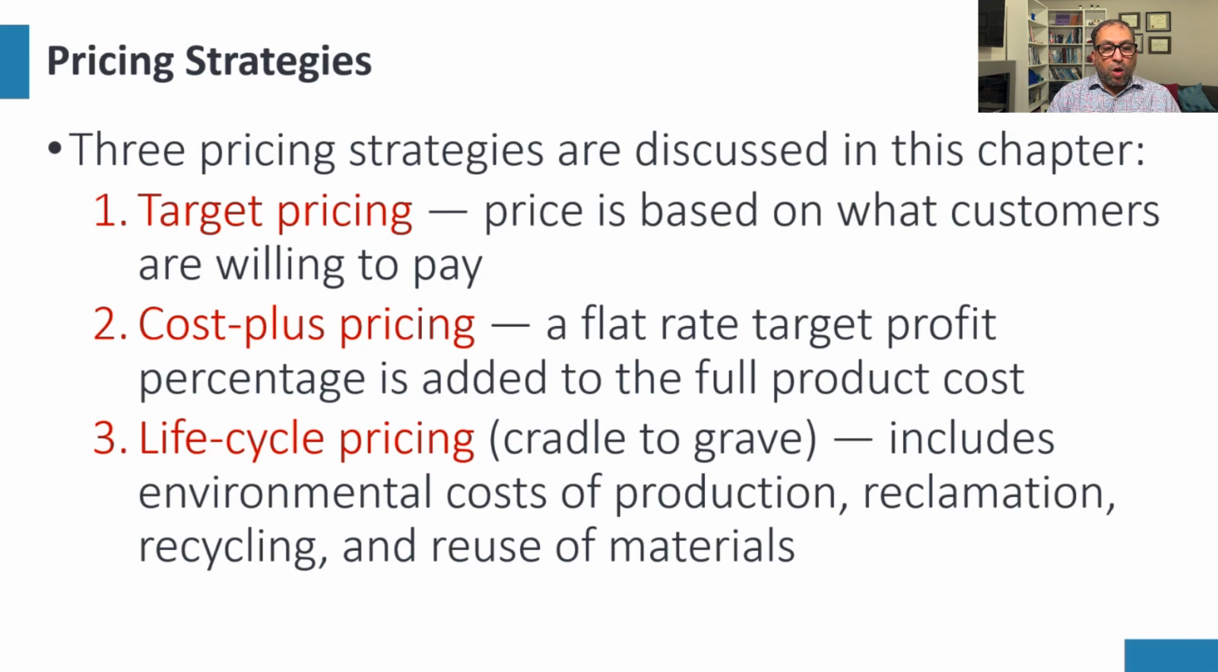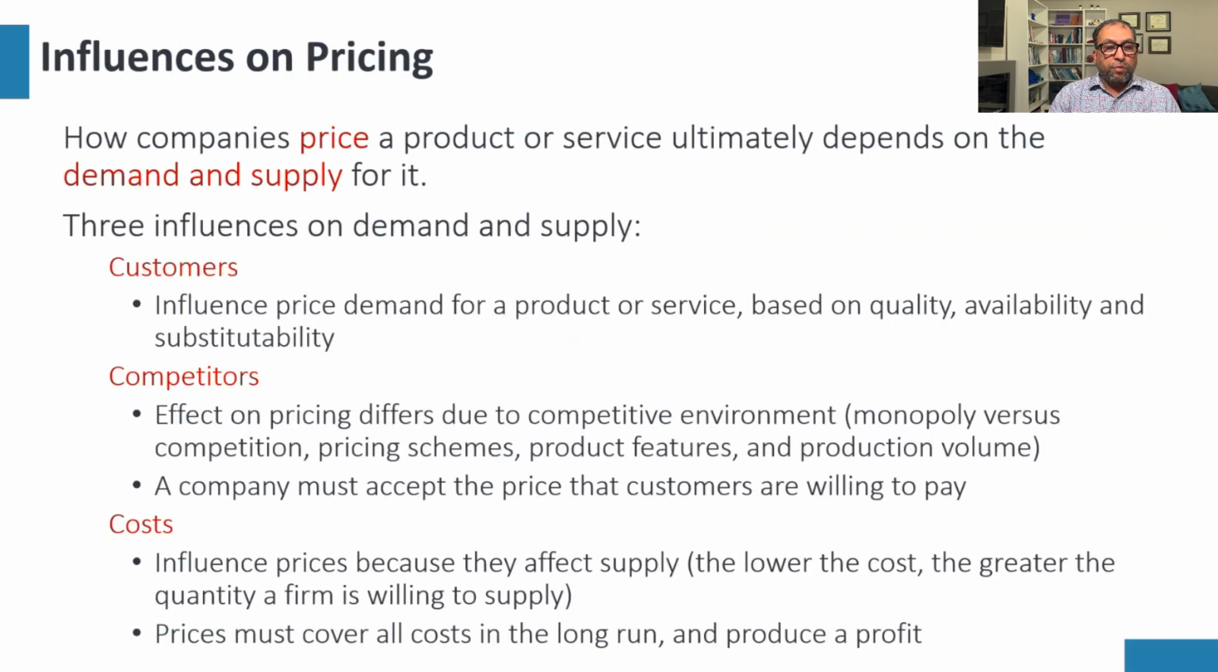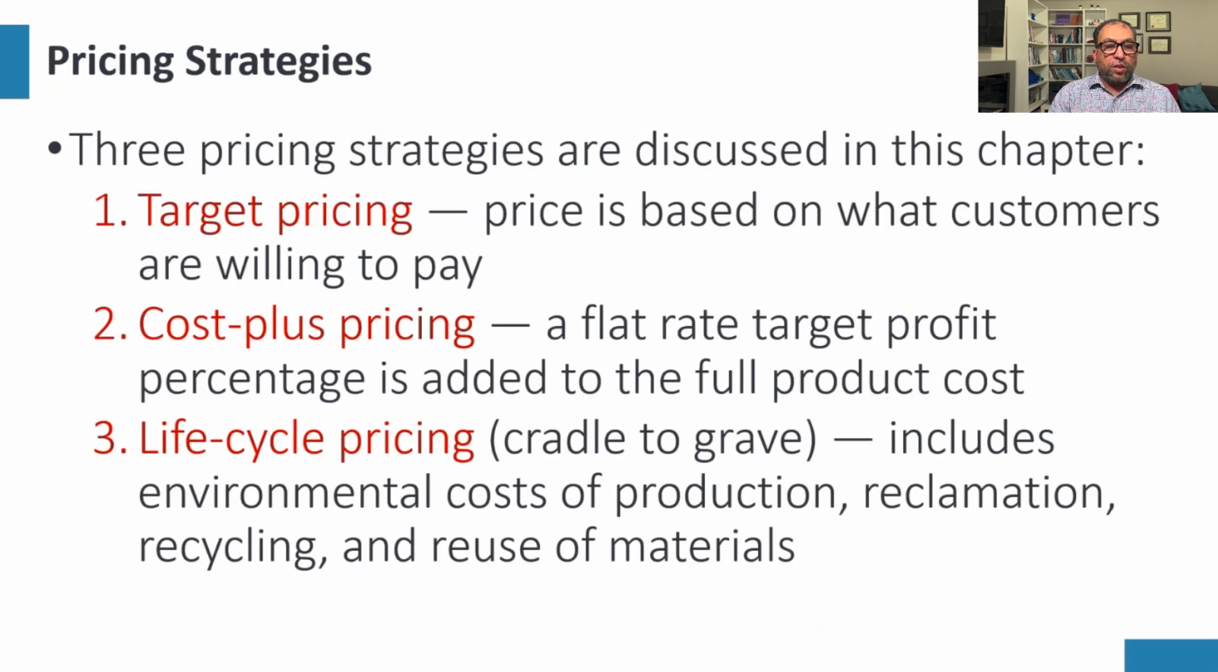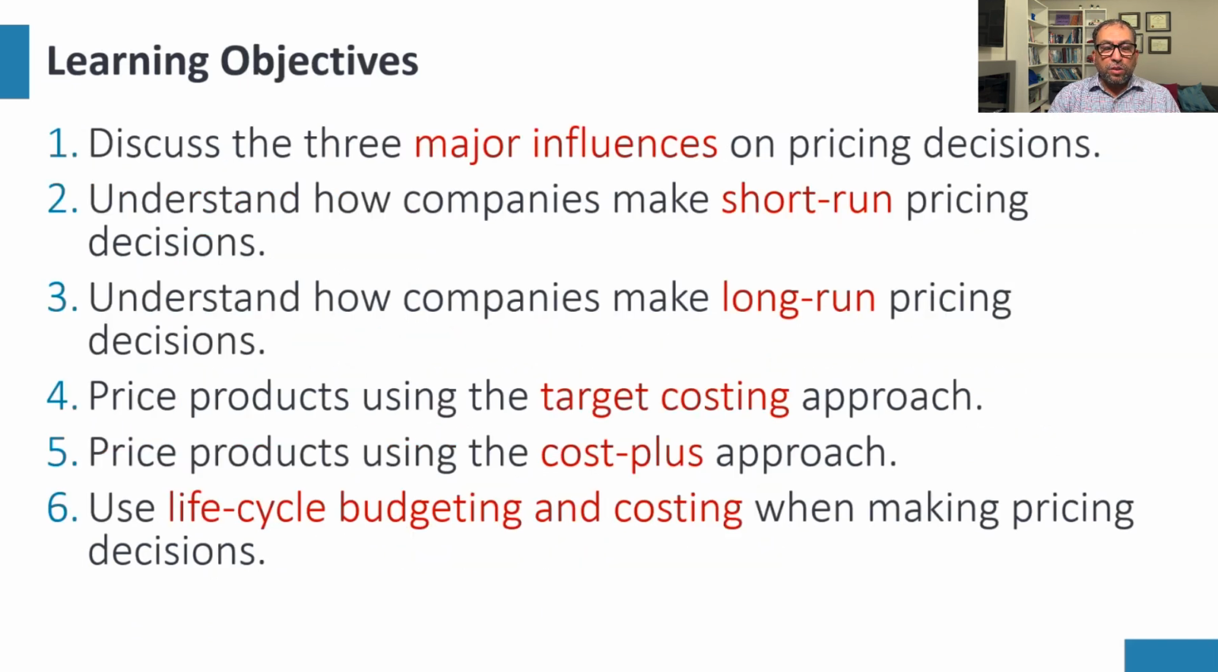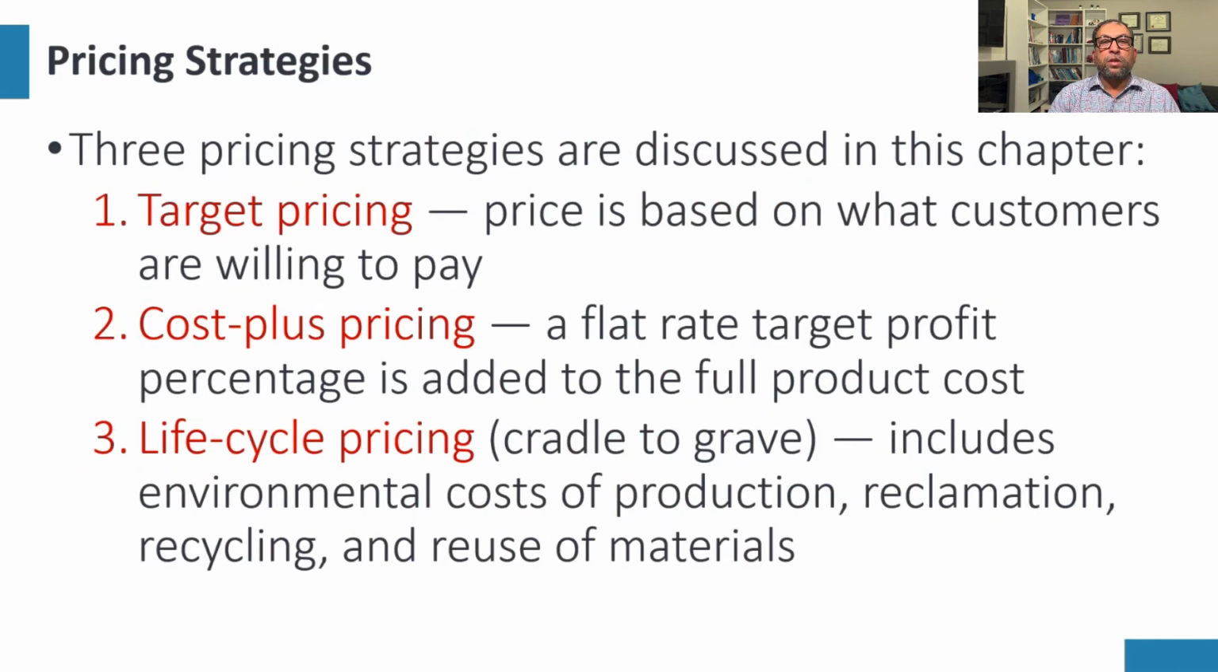Cost plus pricing: a flat rate target profit percentage is added to the full cost of the product. And the third one, as I mentioned, life cycle pricing or cradle to grave, includes environmental cost of production, reclamation, recycling, and reuse of material. So these are all the costs when we want to calculate the cost of the product. Now, these are the three very specific strategies we're going to discuss in detail in this chapter.